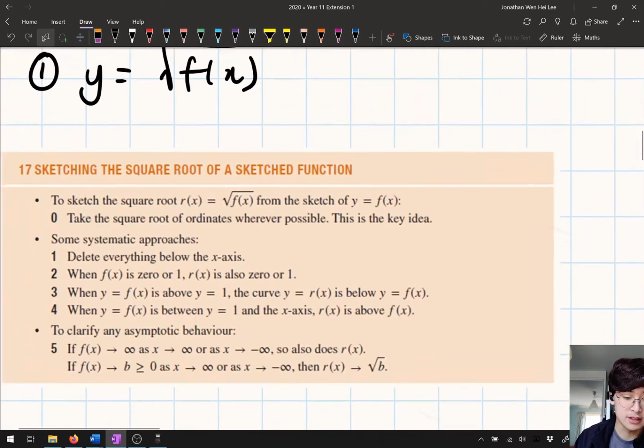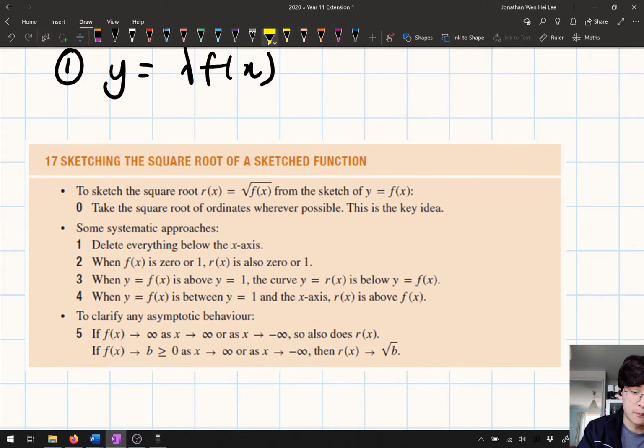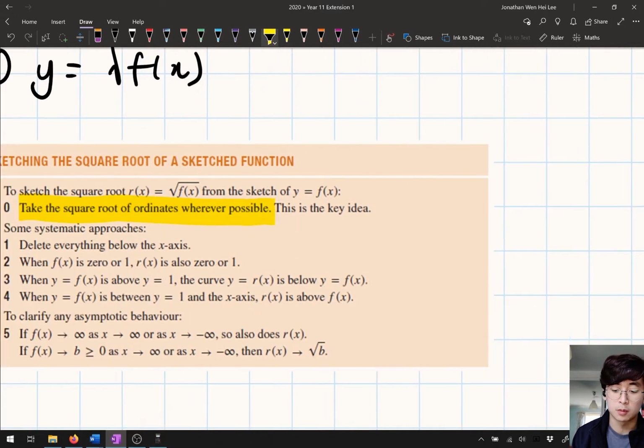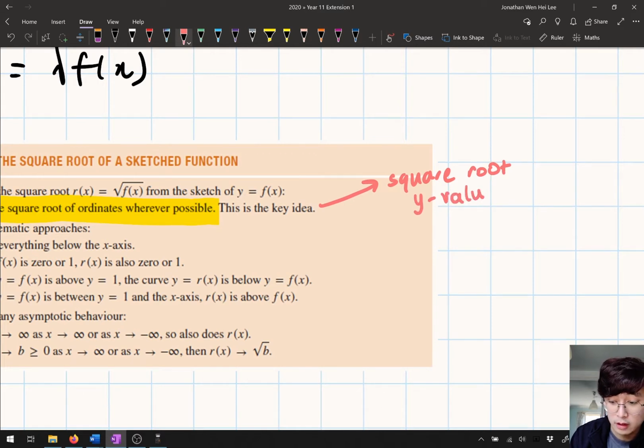Okay, so here's a few steps that we have here, and I'm going to go through it and explain what happens. So we'll have a look in this box. To sketch the square root, r of x is equal to the square root of f of x. So this is what we have up at the top here. The first thing is to take the square root of ordinates whenever possible. What this is telling us is, if the graph gives us y values, we want to take the square root of those y values.